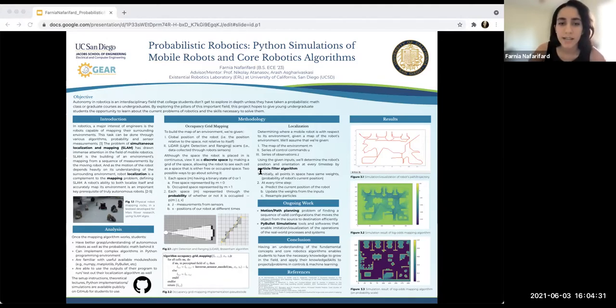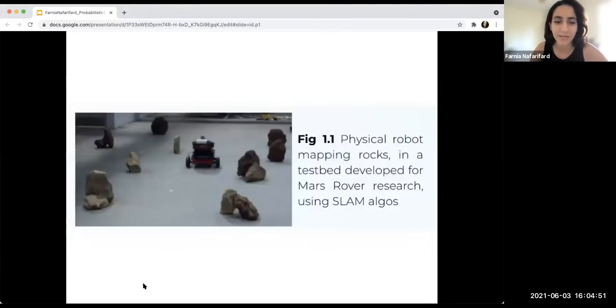So this is why simultaneous localization and mapping, also known as the SLAM problem, has drawn immense attention in the field of robotics. The problem of SLAM is the building of an environment's mapping from a sequence of measurements by the moving robot. I know the picture is small, so I have an additional slide to show it. So here's an example of a robot that's trying to find its path through the rocks and simultaneously mapping it.